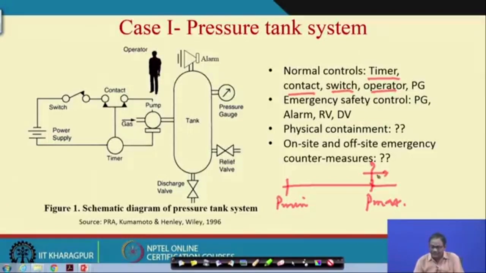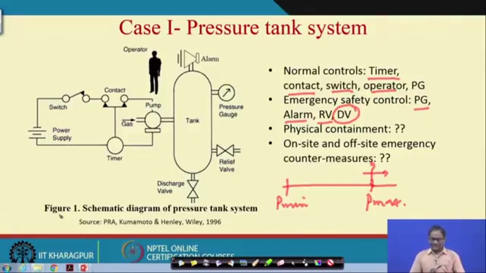So, that means what happens? Some emergency safety system should work. So, for this simple system, for emergency safety, we are writing the pressure gauge, alarm, relief valve, sometimes discharge valve also. Although the discharge valve basically discharges the gas to the utility equipment, under some situations it can be used also. Okay.